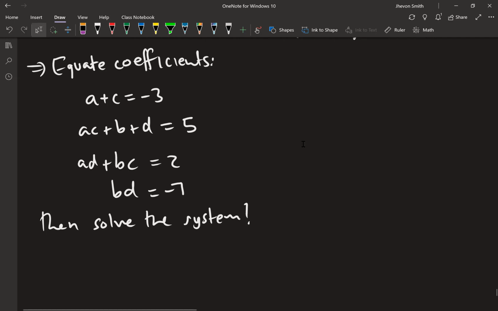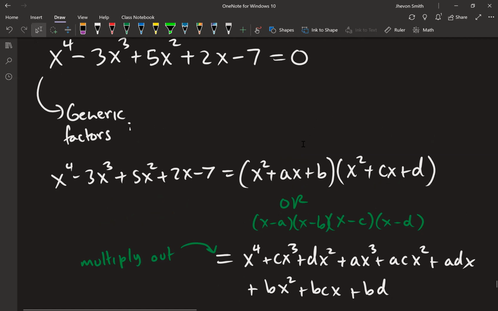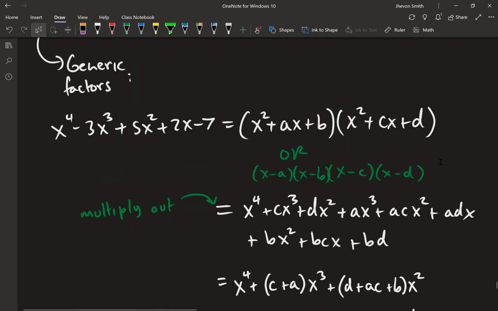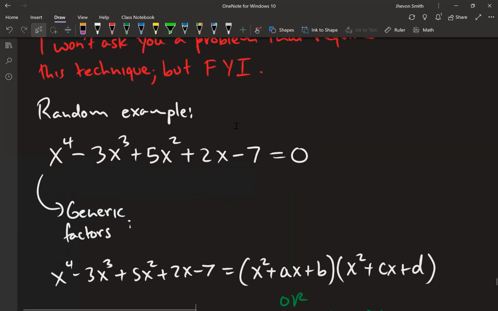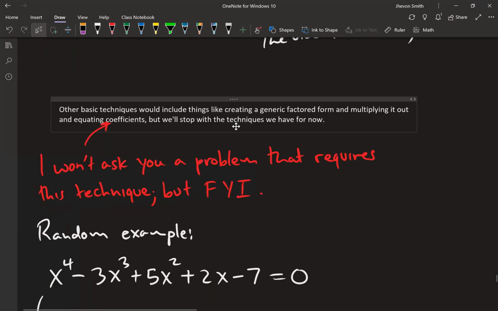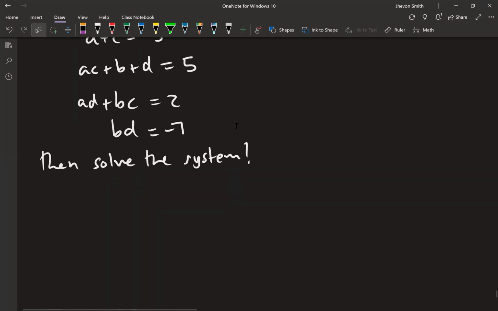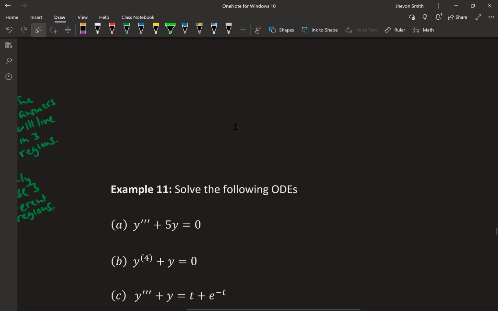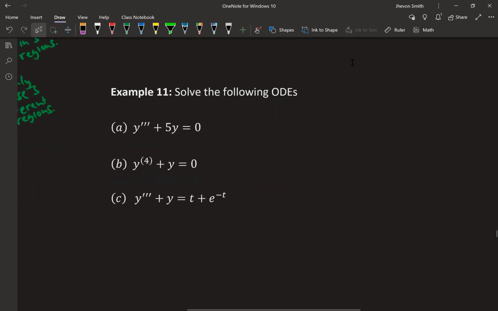Which I'm not going to do because solving such a system is going to be annoying in general, but I just wanted you to see an example. So you could actually do a generic, you can multiply all these guys out and kind of just match up the coefficients. Okay, so that's just another technique that was out there. Just so you know, just for your education. Can't say Jhevon never told you.